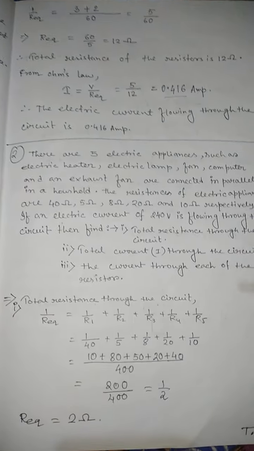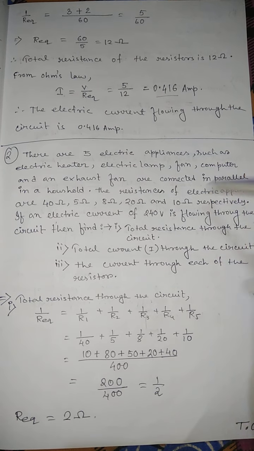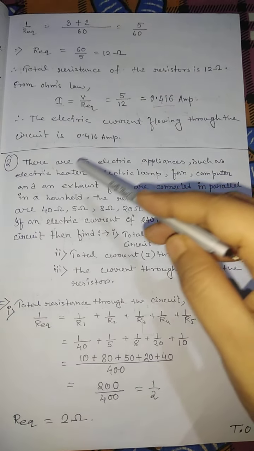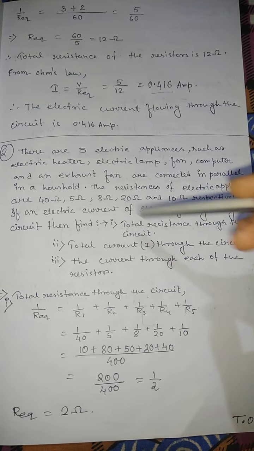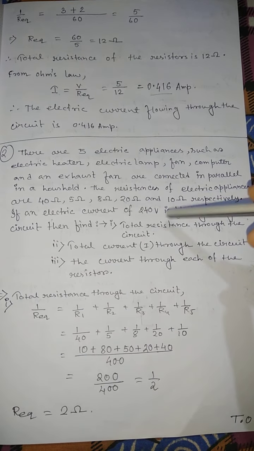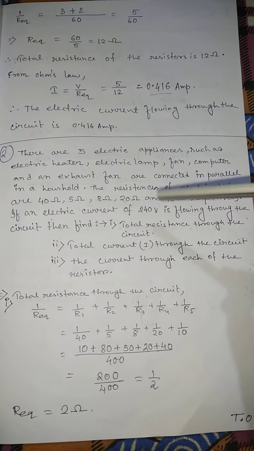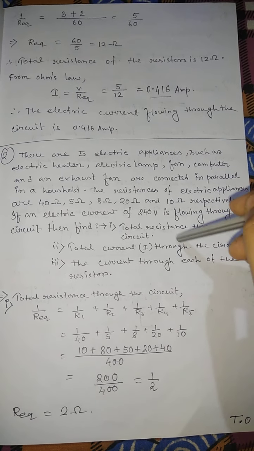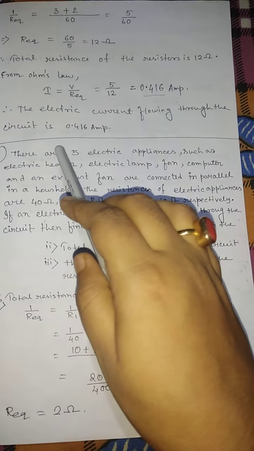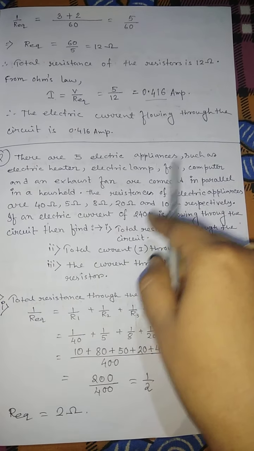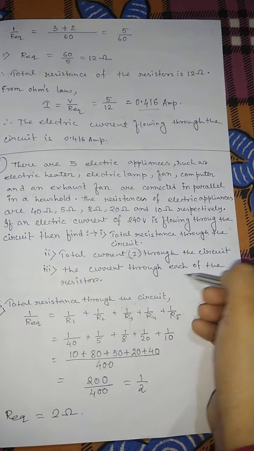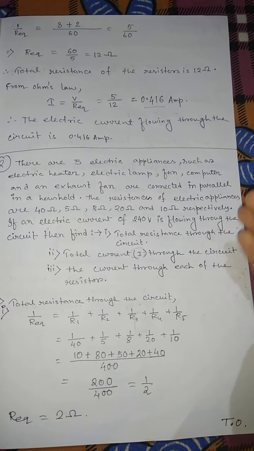Now the second numerical. Here 5 electrical appliances are there: heater, lamp, fan, computer, exhaust fan. All are connected in parallel, and if a voltage of 240 volt is applied across the circuit, we find the total resistance, that means equivalent resistance, total current, and current through each resistor, that means current through the heater, lamp, fan, computer. So first of all we find out the total current, then we find out the current across each resistor.